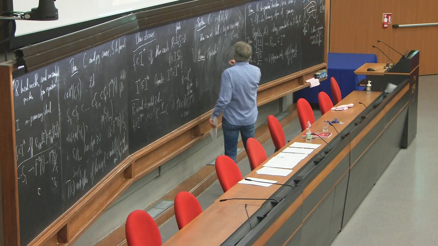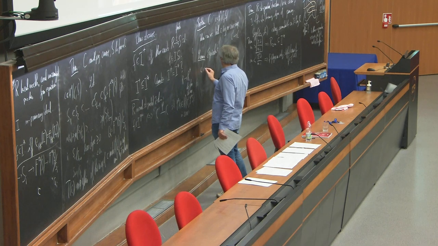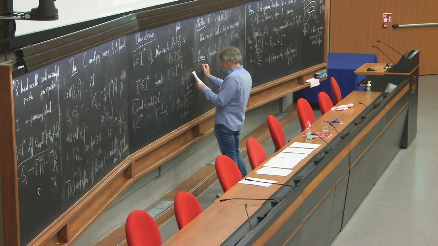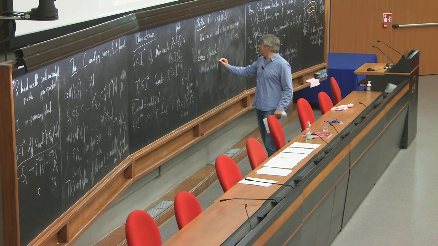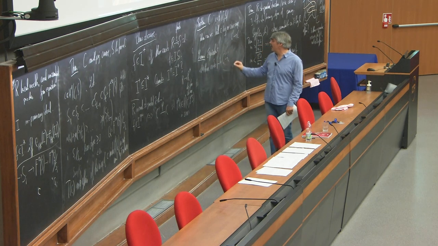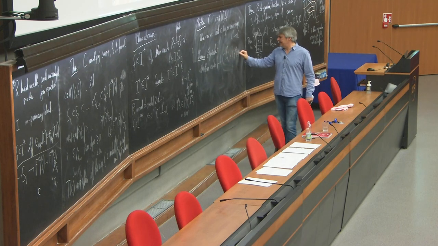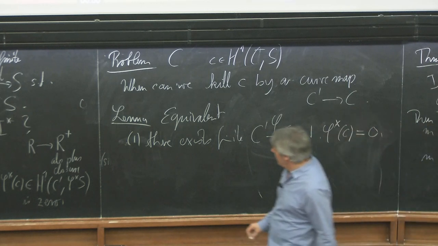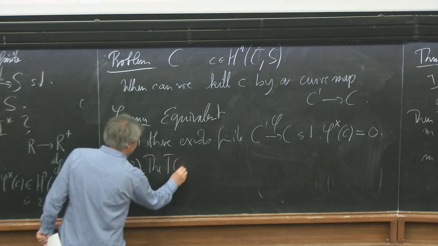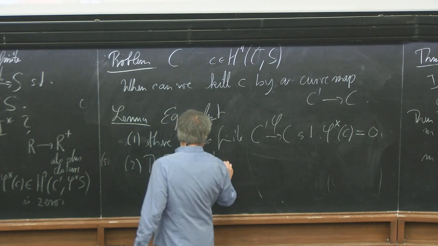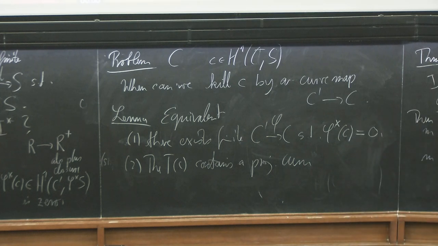Now, in this situation, there exists a finite map C prime to C such that the pullback of the class is zero, and the second thing is the torsor T_C contains a projective curve, which is exactly this property I was talking about.